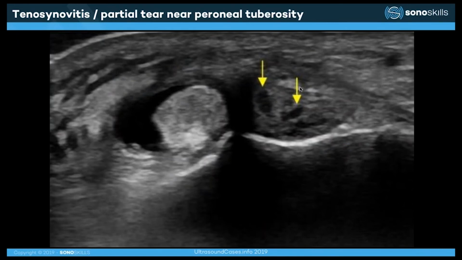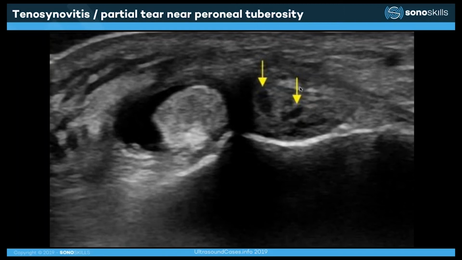So this is the peroneal tuberosity. If you scan the tendons, the longus and the brevis, in most cases you won't see them equally nicely on screen. They have a slightly different fiber orientation. So if you have a good echogenicity of the longus, the brevis is hypoechoic, and vice versa. If you have a good echogenicity of the brevis, the longus is quite dark and hypoechoic.